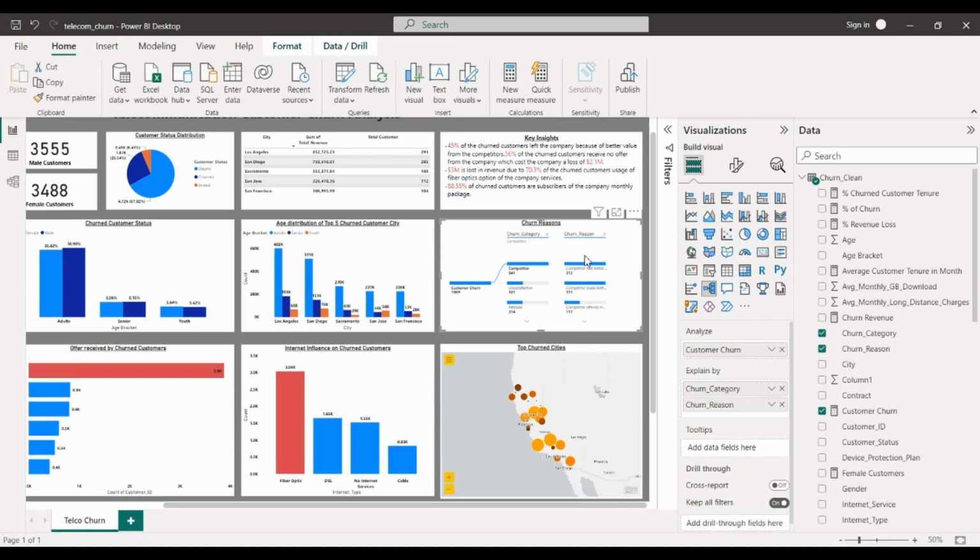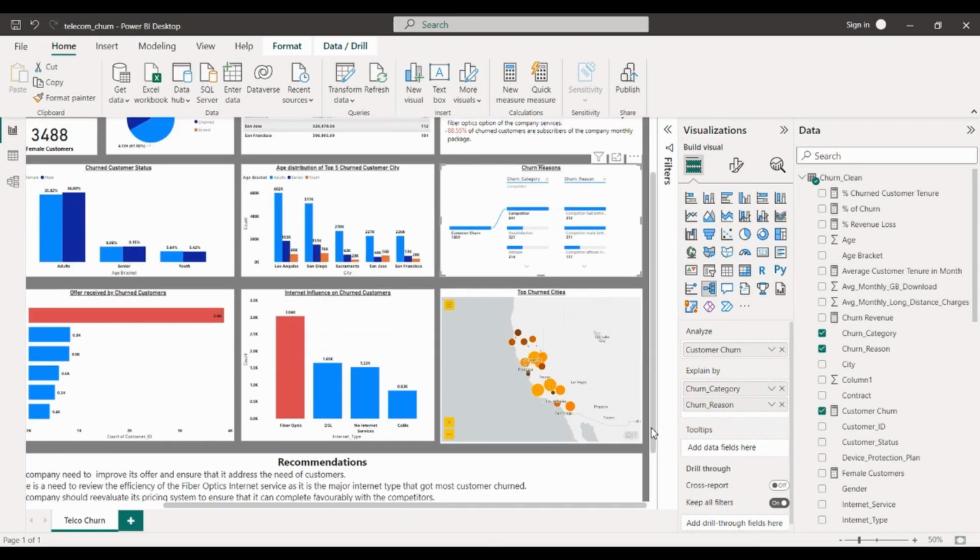So I visualize this here with the help of longitude and latitude columns. I plotted a map here, and here I built the top 20 churn customers, top 20 cities. San Diego and Los Angeles were the topmost.